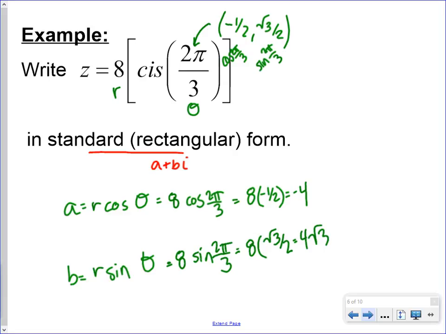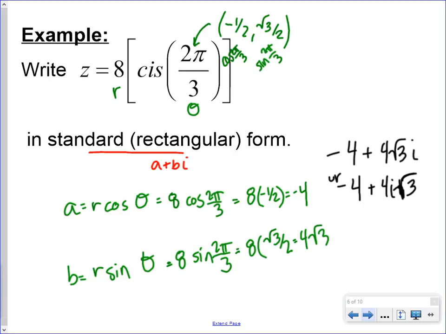And then I can plug those back into A plus Bi. So you could say your final answer would be something like negative 4 plus 4 square root 3 i. Some of you might like to write that as negative 4 plus 4i square root 3, just so that the i isn't hanging on the back. Either one is fine. Are we okay with that? Ethan, you see what I'm talking about with my negative there?